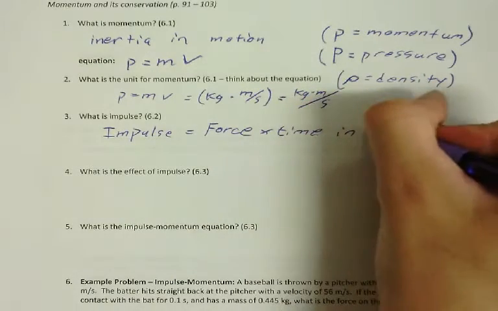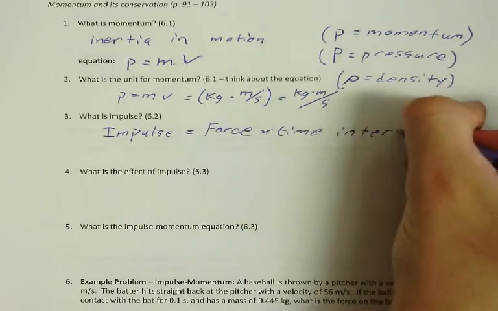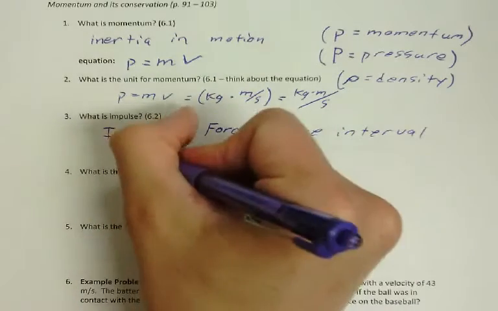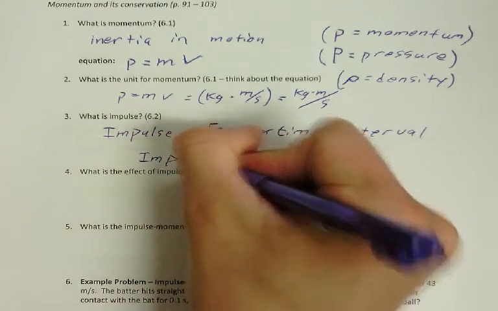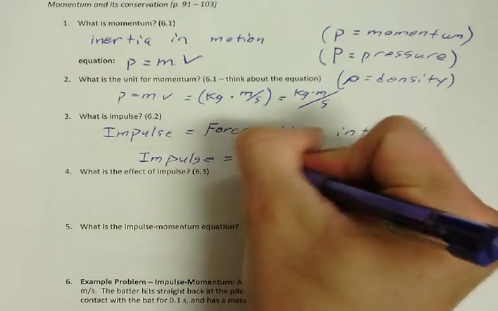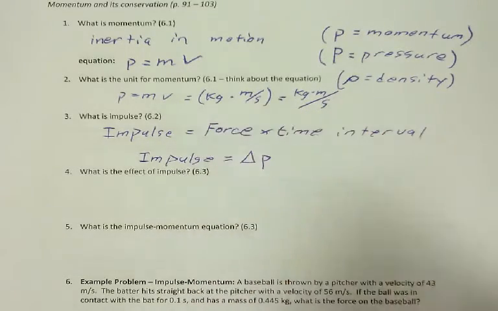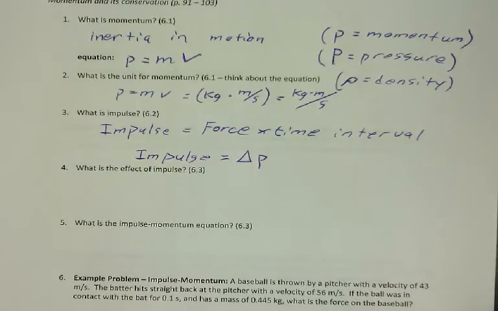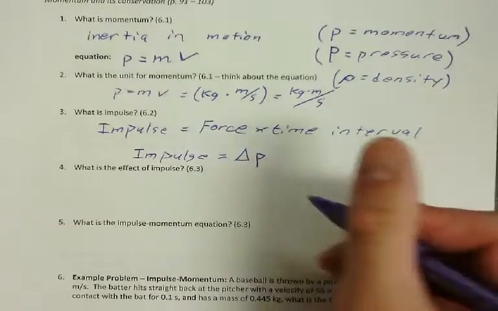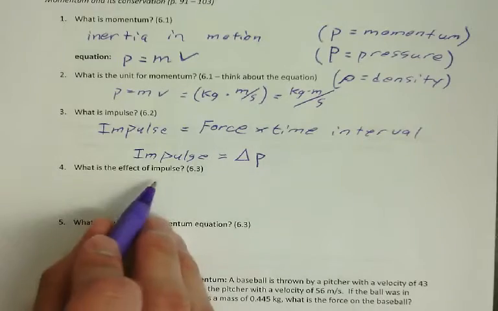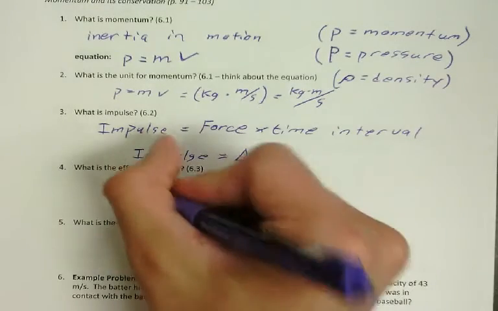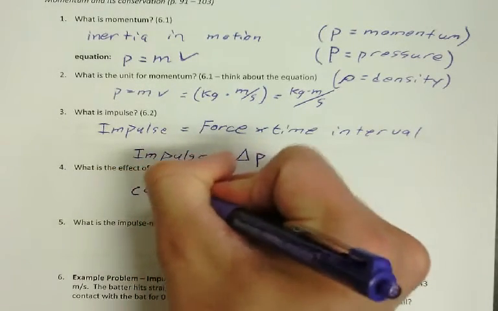You could also say impulse equals change in momentum. More, what I say, impulse is what causes a momentum change, and that's number 4. What's the effect of impulse? The effect of impulse is it causes a momentum change.